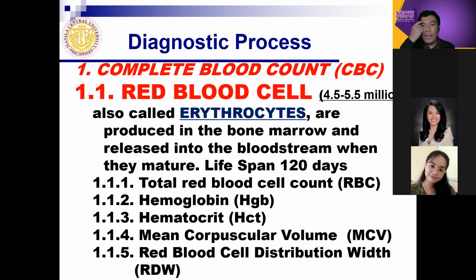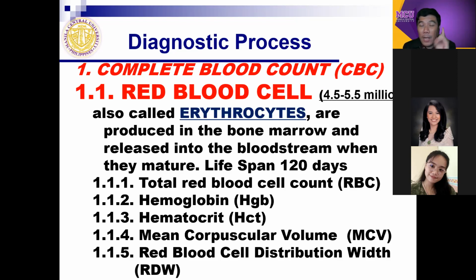Okay. Now, let us start on the red blood cells. As we reviewed before in anatomy and physiology, the red blood cell is also called erythrocytes. Okay. The erythrocytes, as we go back to our learning in anatomy and physiology, are usually produced in the bone marrow and mature in the bloodstream.